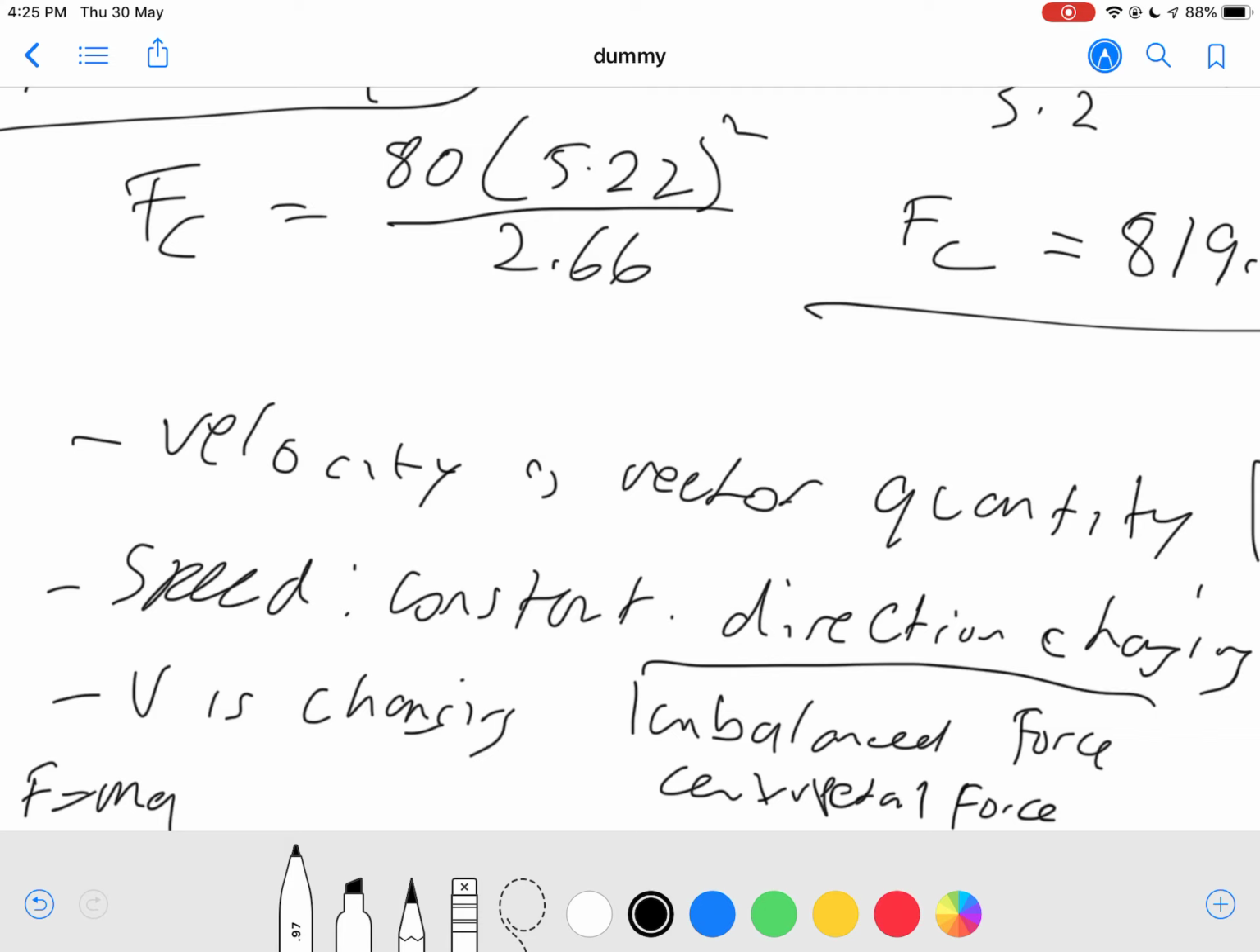Because there is an unbalanced force, and John has a mass, therefore there has to be an acceleration. So that's one way to explain it.